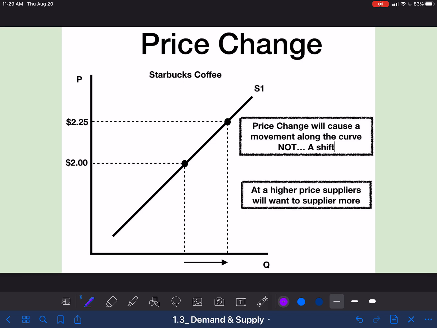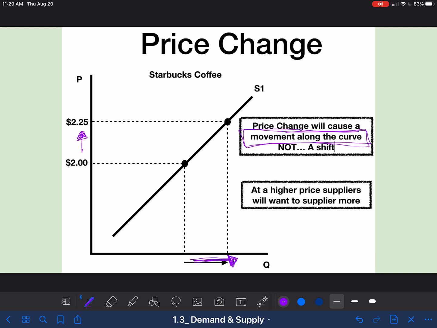So price change happens on supply as well. Again, if we have a price change, we're just talking about a movement along the curve. We're not talking about shifting anything. So Starbucks increased their prices from $2 to $2.25. So they are going to increase the quantity of tall coffees that they supply at that higher price point.